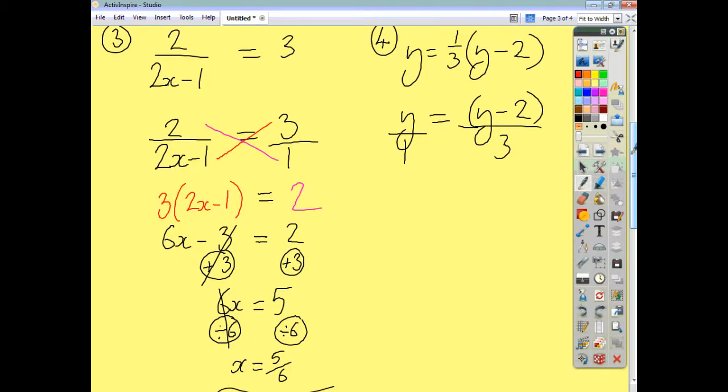Now, let's do some cross multiplication. y minus 2 times 1 is y minus 2.